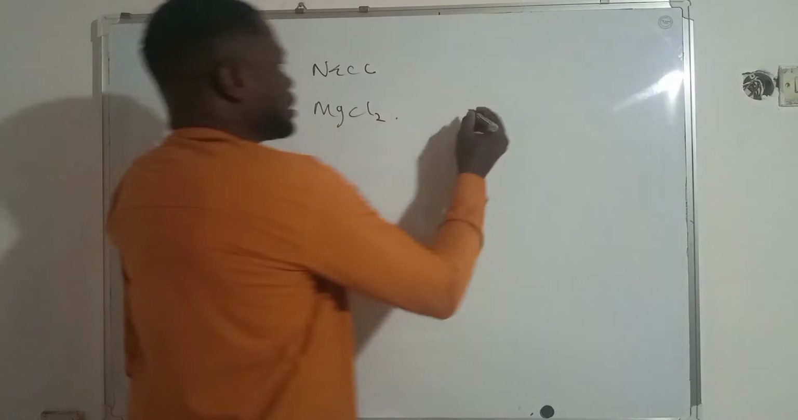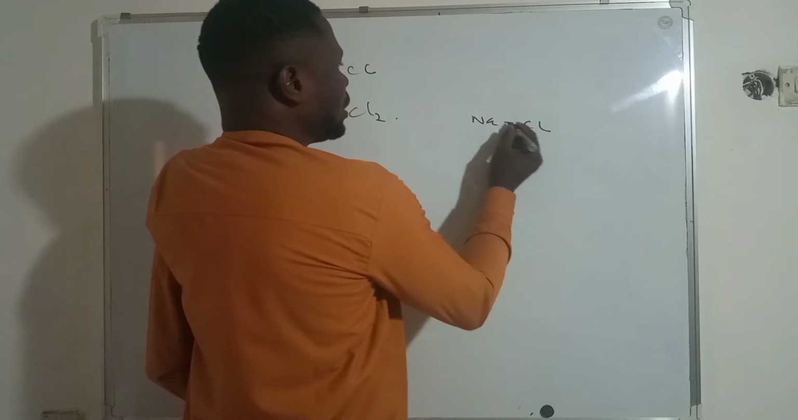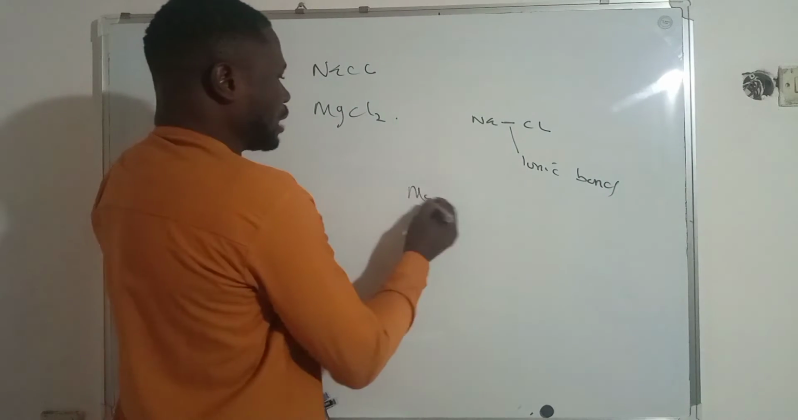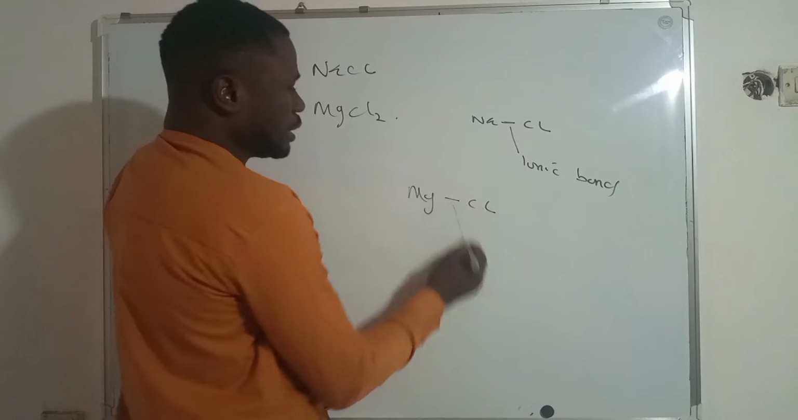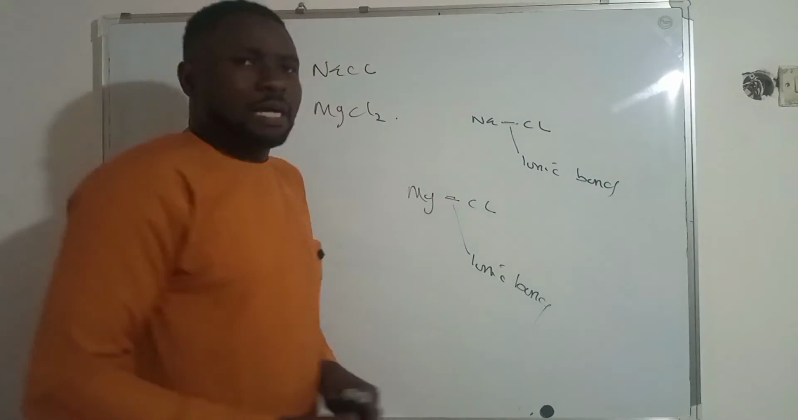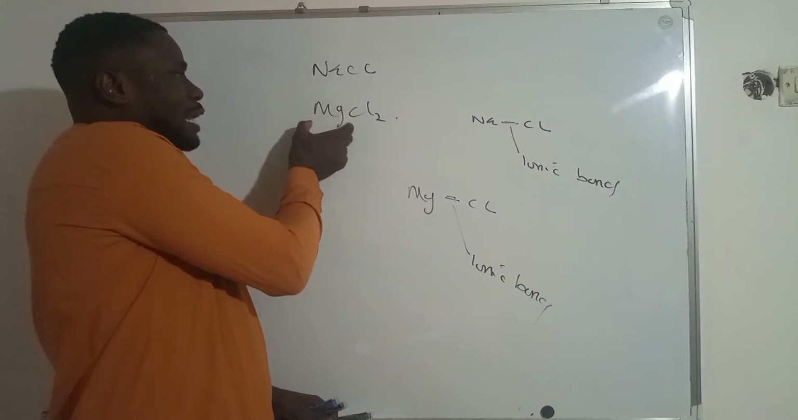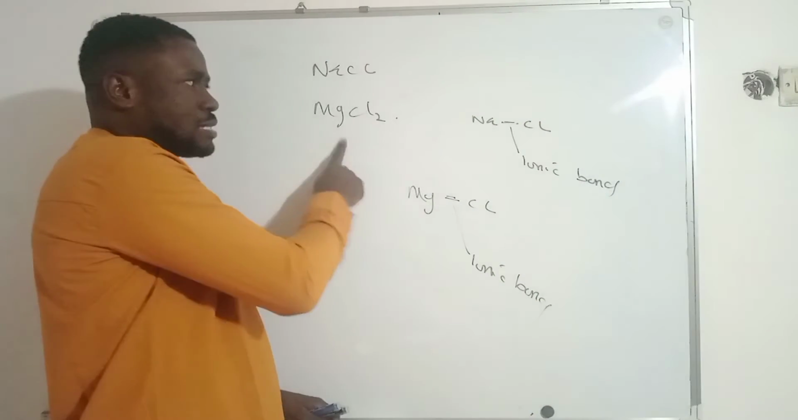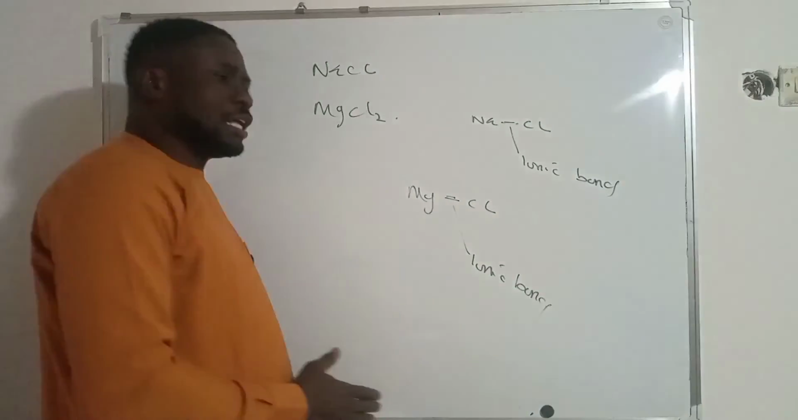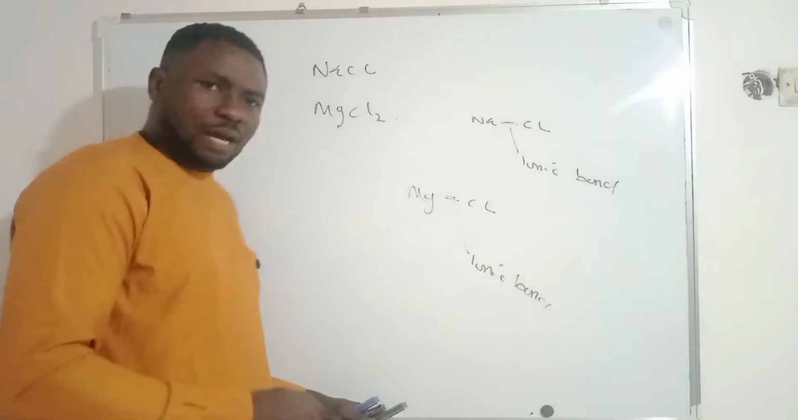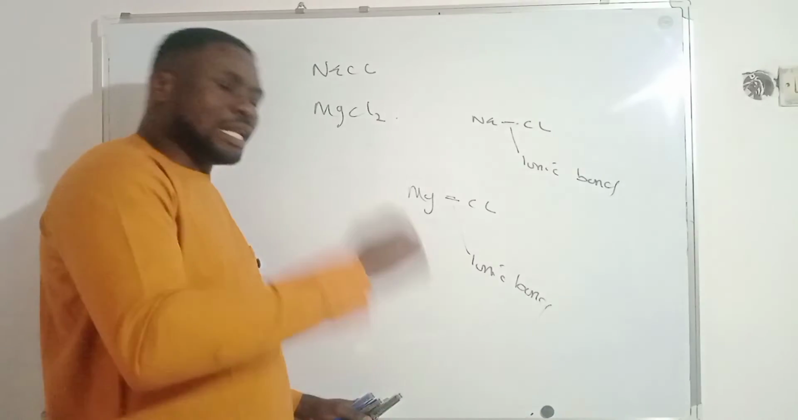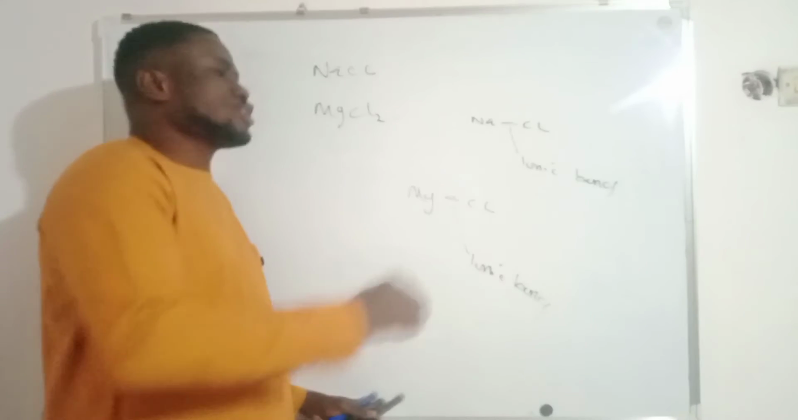Remember that if I have sodium chloride written like this, this is the ionic bond. Even if I decide to write magnesium chloride this way, this is the ionic bond. Now the strength of this bond depends on the electropositivity of the metal as well as the electronegativity of the non-metal. Remember, in every ionic compound you have an electropositive element and an electronegative element.